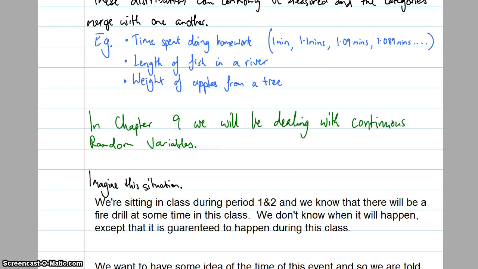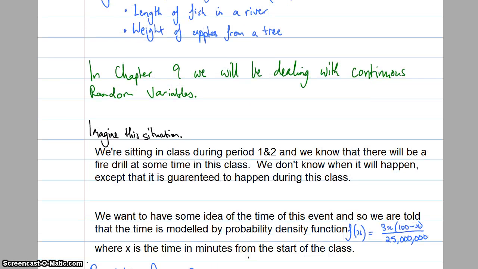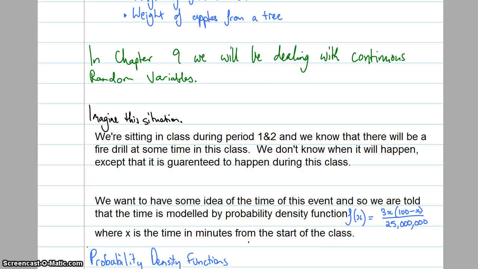Okay, so imagine this situation. We're sitting in class during period 1 and 2, and we know that there will be a fire drill at some point in this class. We don't know when it will happen, except that it is guaranteed to happen during this class. We want to have some idea of the time of this event, and so we are told that the time is modelled by the probability density function, or PDF for short.